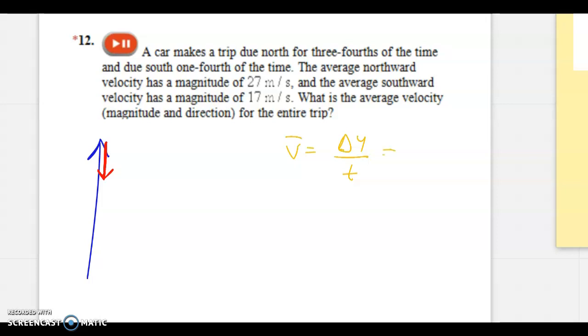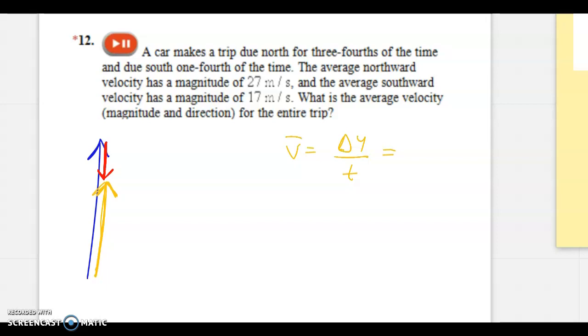Displacement over time. So I need this yellow displacement right here. That's the total one, and divide by the time. Now you might be thinking, they don't tell me the time at all. So hopefully there's something that cancels out. So now what I want you to do, I want you to pause the video.